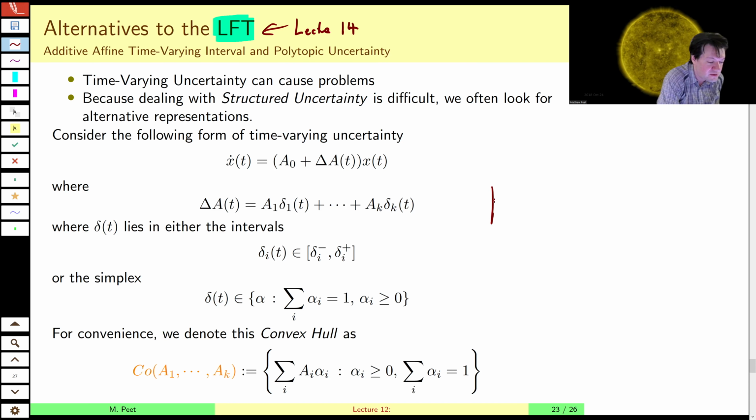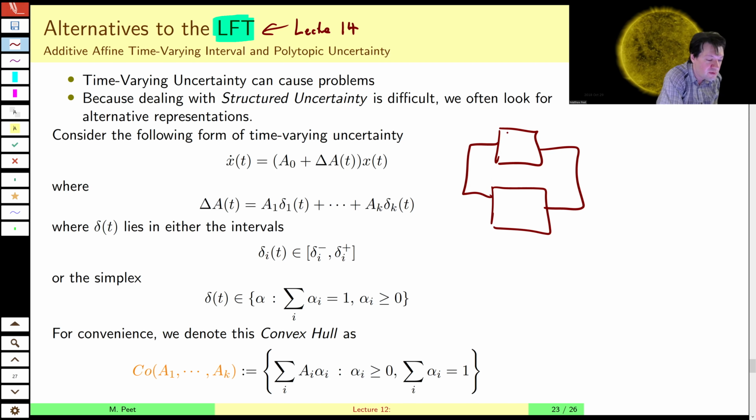So remember the LFT right here. In the case of parametric uncertainty, we put those uncertain parameters delta 1, delta 2, delta 3 here. In most of these cases, that uncertainty has some structure. It's not completely black box. And unless you exploit the structure of this uncertainty block efficiently, then you're going to get conservative results, inaccurate results.